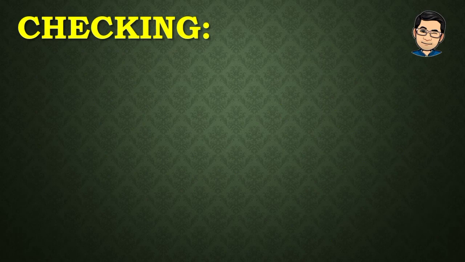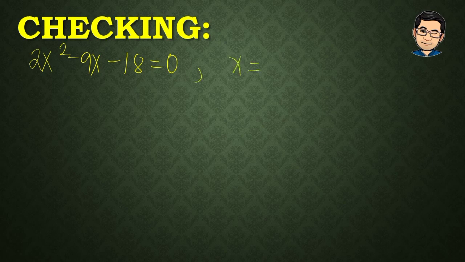Check natin yung ating mga solution or roots kung tama nga. So, rewrite the equation 2x squared minus 9x minus 18 is equal to 0. And then yung ating mga roots, x equals 6 and negative 3 over 2. So, ang negative 3 over 2, pwede rin natin siya express in decimal. Negative 1.5. So, check natin yung 6 muna. X equals 6.